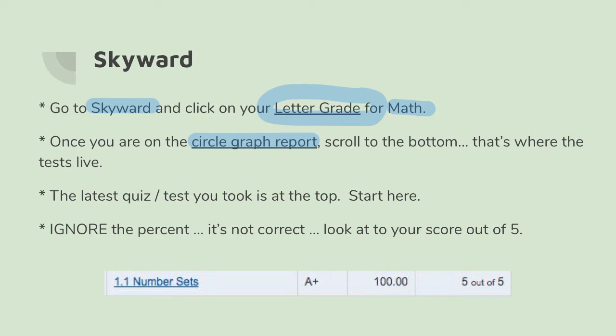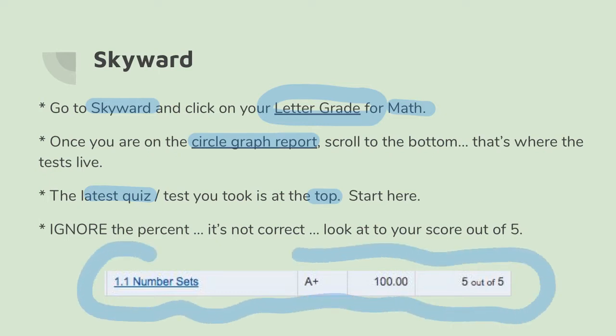Now, when I put items into Skyward, the most recent goes at the top of the category. So your latest quiz should be at the top, and I want you to start there. When you are looking at it, like this one, there's a couple things I want you to notice. Here is the target.